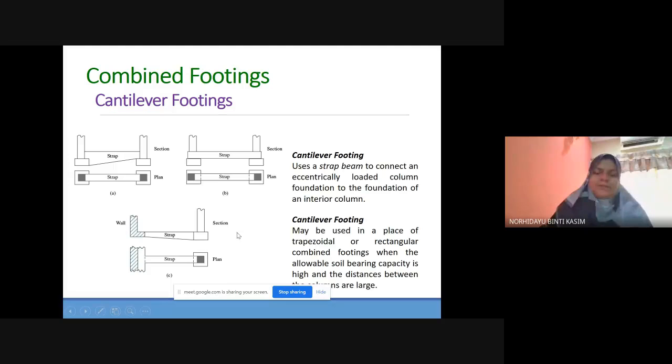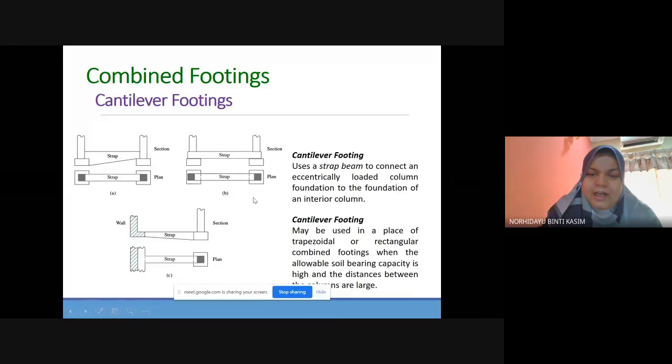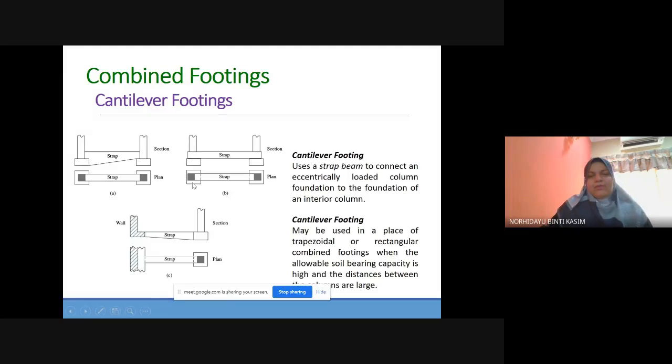So this foundation will help to hold the load from the wall. And in other circumstances, for example, this area is low, the capability of the soil to hold the loads at this area is low, and this area is high allowable bearing capacity. Then you can use the strap beam to help. So this foundation will help to hold this load also. That is the function of the cantilever footing. The adjacent foundation will help to carry the load next to it.